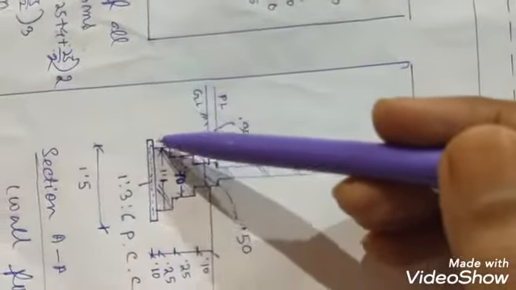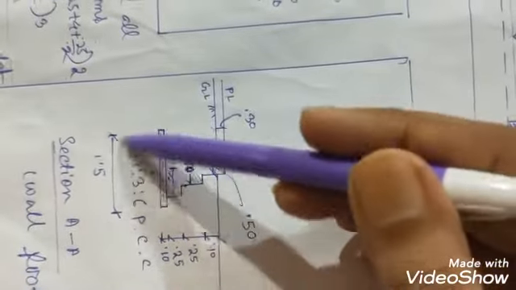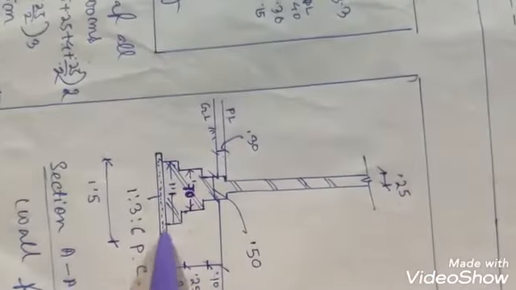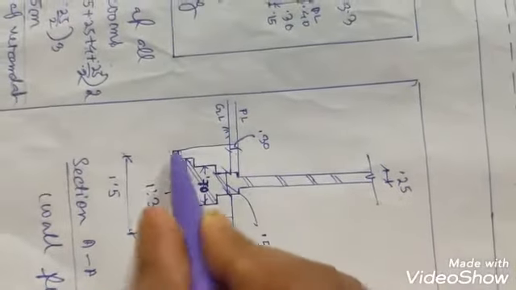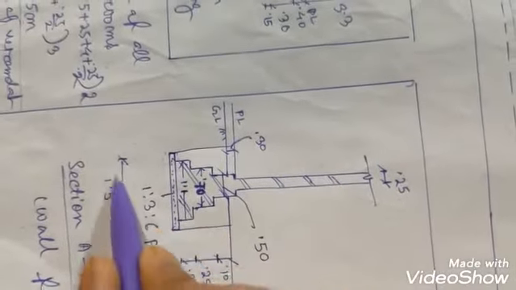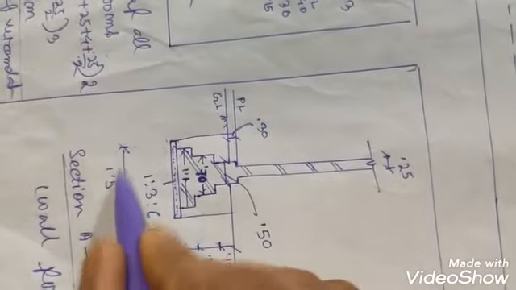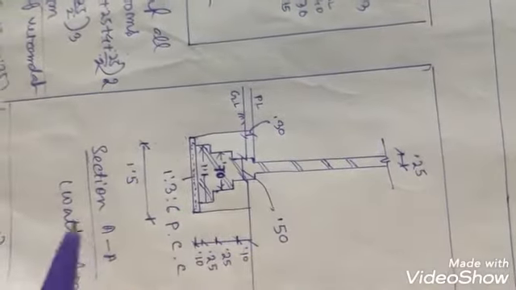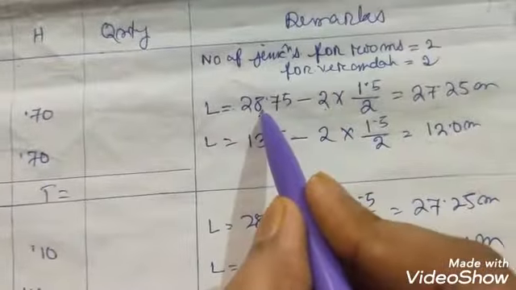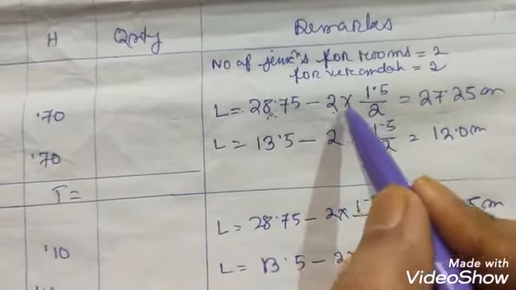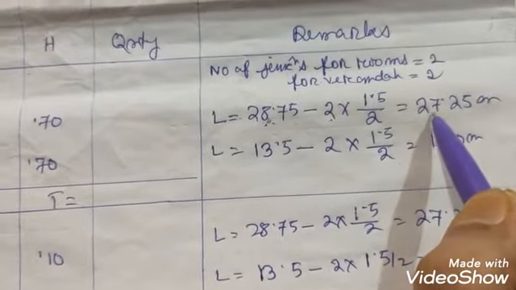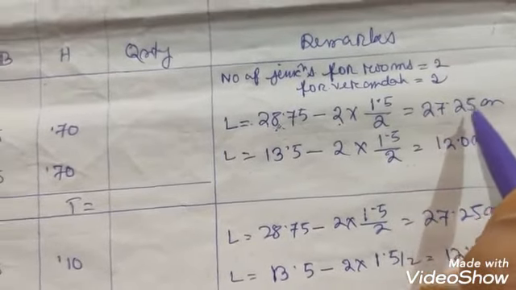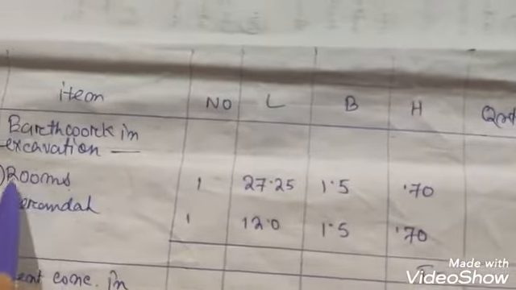Let us see in the section. This is the section. This is the breadth. Total breadth of 1.5 meter is the breadth of earthwork in excavation. This is the trench that we need to dig, and this is the breadth of the trench. So center to center length minus number of junctions into breadth divided by 2 comes out to be 27.25 meter, the length of earthwork in excavation for the rooms.